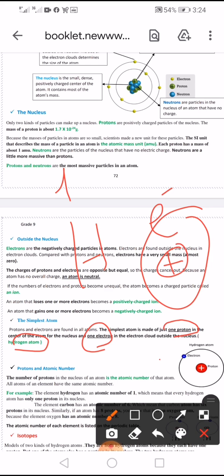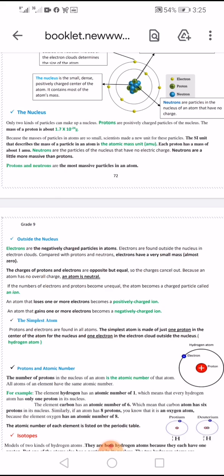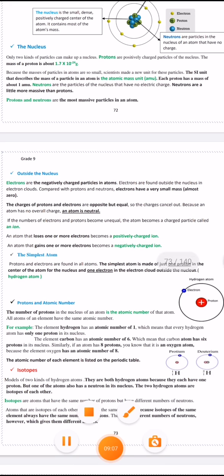Protons and electrons are found in all atoms. The simplest atom is made of just one proton in the nucleus and one electron in the electron cloud, which is called the hydrogen atom. So hydrogen is the simplest atom.